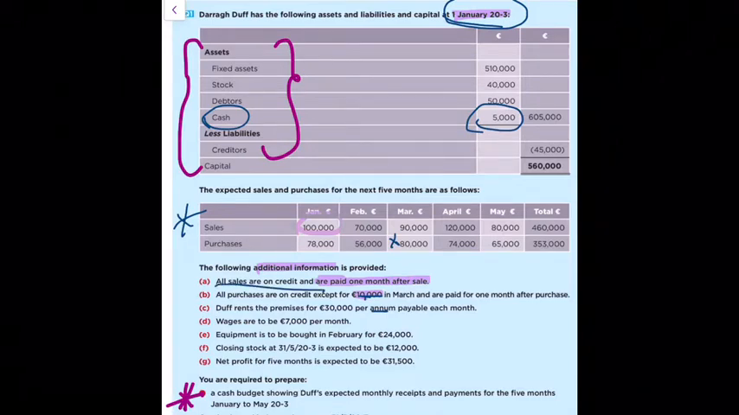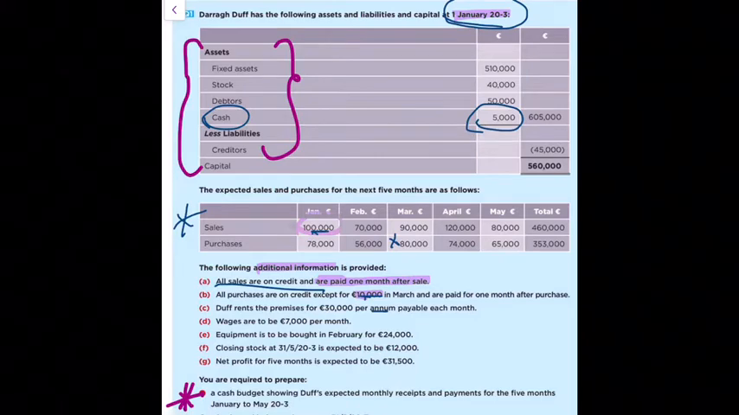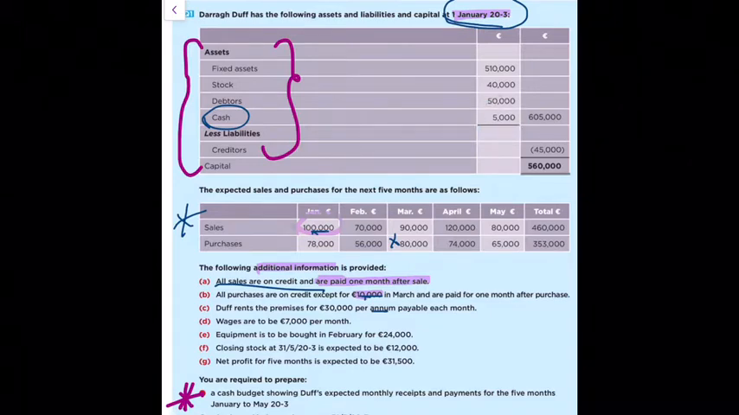So let's have a look here now. This €100,000 of sales in January won't be paid until February. We won't actually get that money until February. So are we going to get any money in January? Well, yes, we are, because as you can see up here at the start of the year, we have €50,000. Can you see debtors? €50,000.